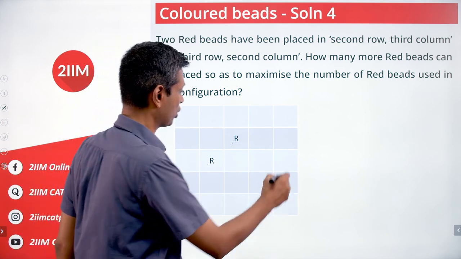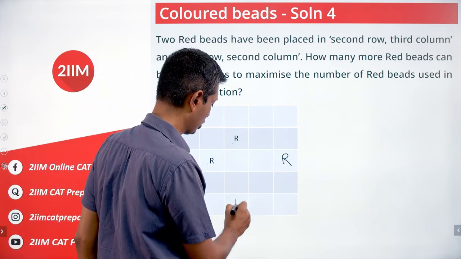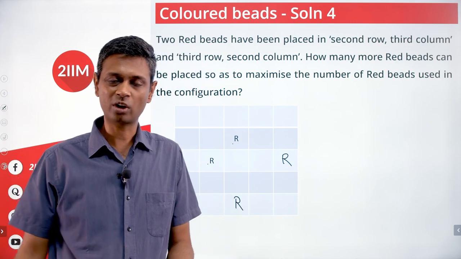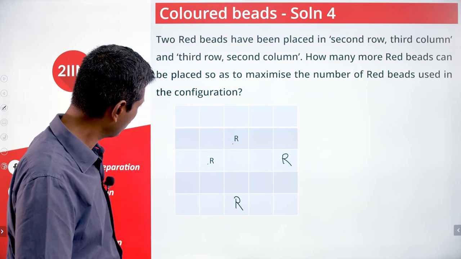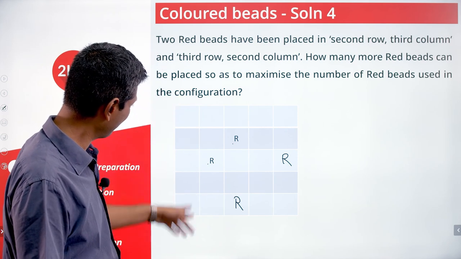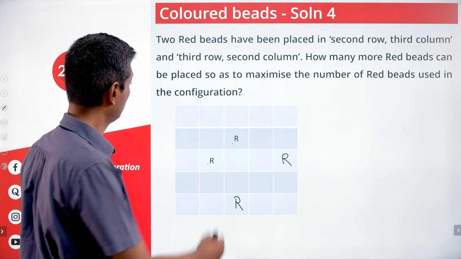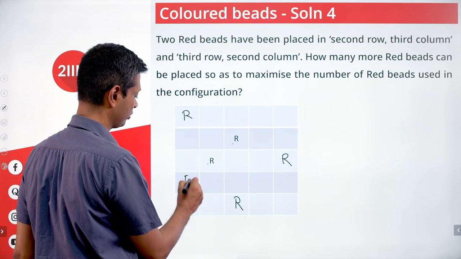If I have this, let me accommodate this. If I have this, let me accommodate this. The fourth slot, that way I can get 2 for the row, 2 for the column. Right? Then what can we do? We have this row, this column entirely free. We cannot have 1 here. But we can squeeze this and this.